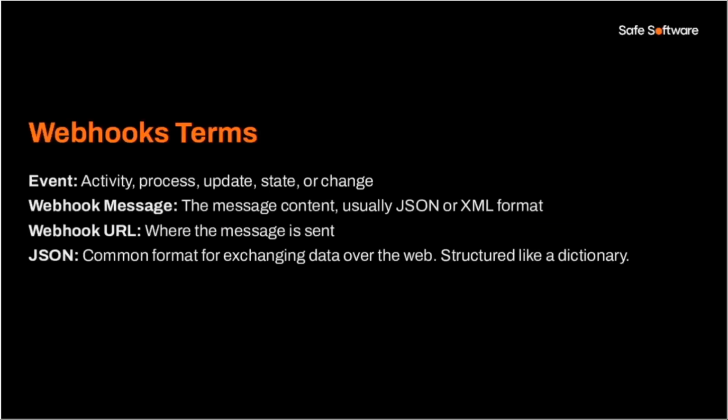There are a few key items and terms about webhooks that you should probably know that we'll be mentioning today. An event is anything that represents change on that application. So that might be activity, updates, the state. The webhook message usually contains information about that event. The URL is the destination for that webhook where it's sent to. And you should probably be a little familiar with JSON, a very common data exchange format for the web.